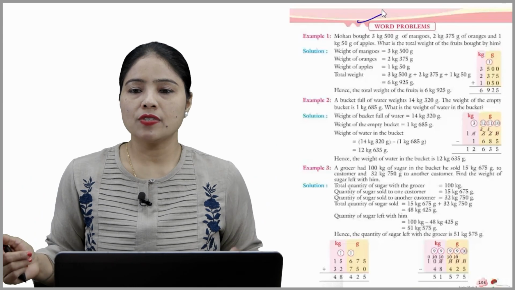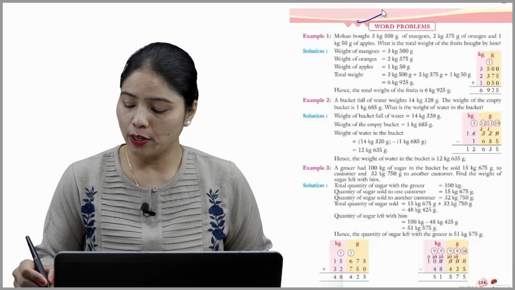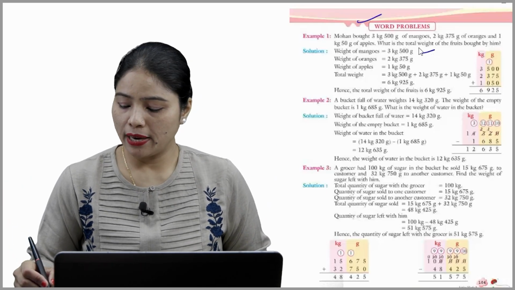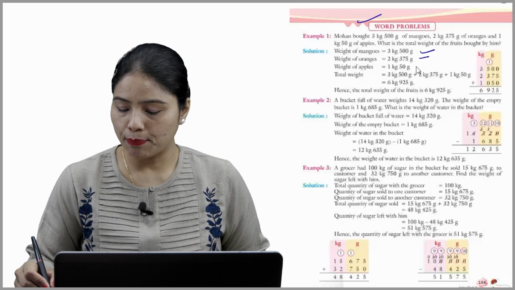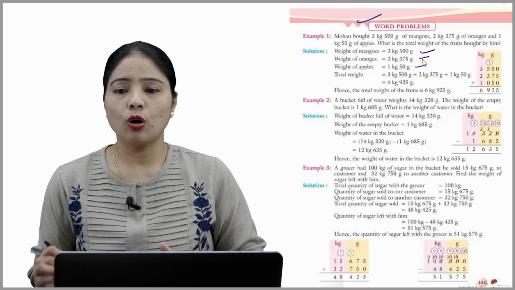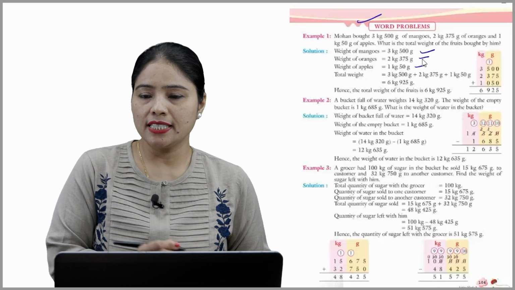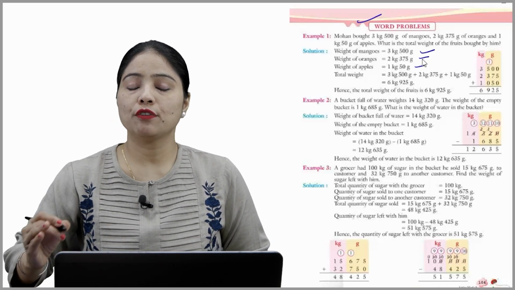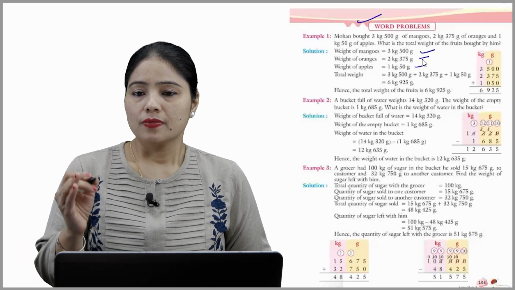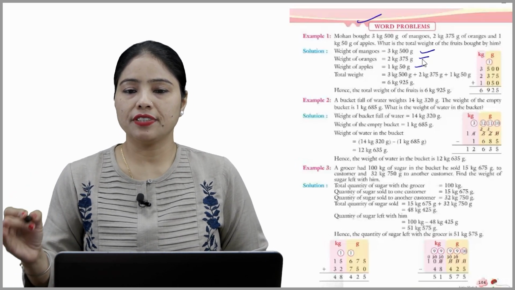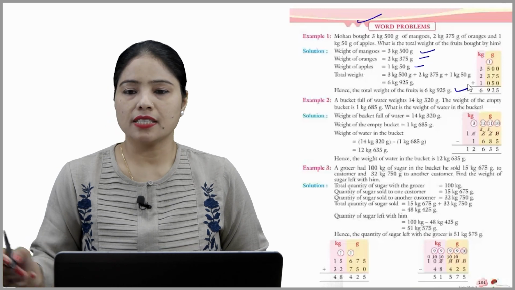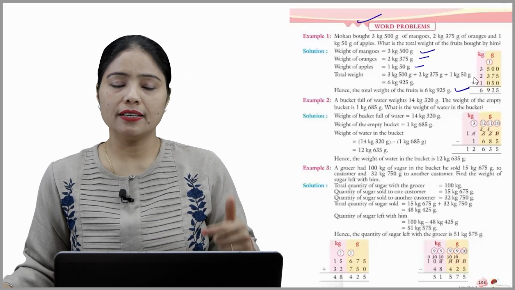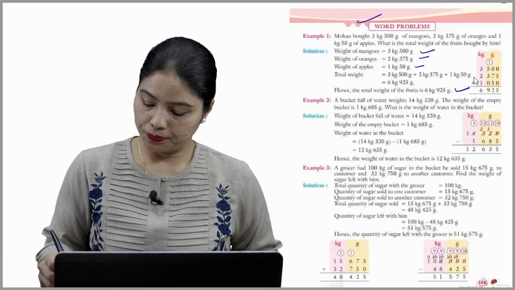So let's see the solution. क्या करेंगे हम? मैंगोज ये हैं, ये हमारे ऑरेंजेस हो गए और ये हमारे एप्पल्स हो गए. We just added all the numbers together, kgs and grams column wise. Hence we can say that the total weight of the fruit is 6 kg 925 gram. This is the answer beta. Hope you understood well. Now example number 2.